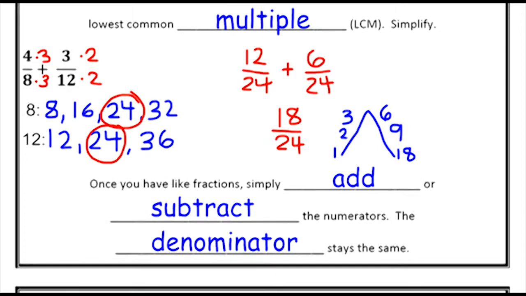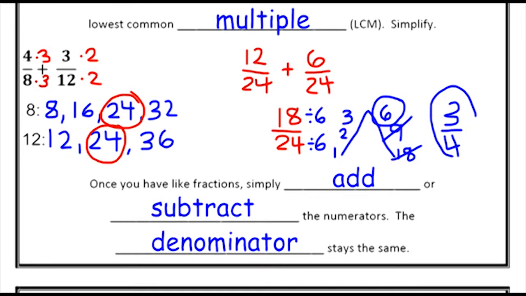I can then double check. 24 divided by 18, nope. 24 divided by 9, nope. 24 divided by 6 gives me a whole number. It's a factor for both 18 divided by 6 and 24 divided by 6. Again, if I do it to the top, I do it to the bottom. My final answer should be 3/4. Circle the final answer when you have a lot of work like that.